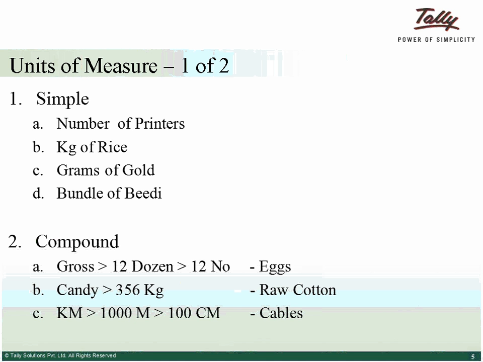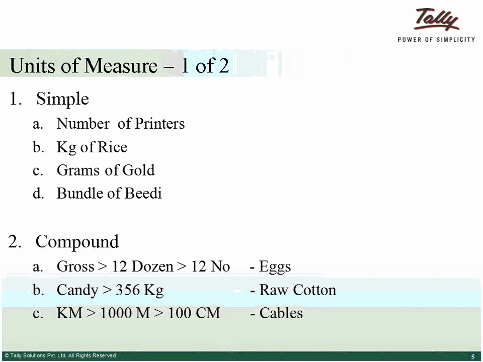Now, let's move on to unit of measure. That is nothing but UOM. Normally, stock items are purchased or sold on the basis of quantity. The quantity is measured by units, hence it is necessary to create unit of measure. You can have simple units such as numbers, meters, kilograms, and pieces, or compound units like box of 10 pieces.